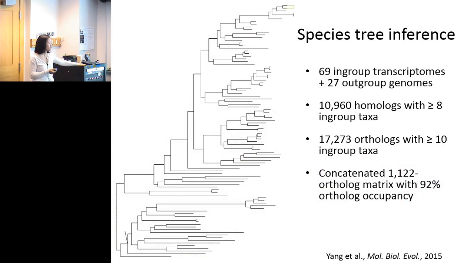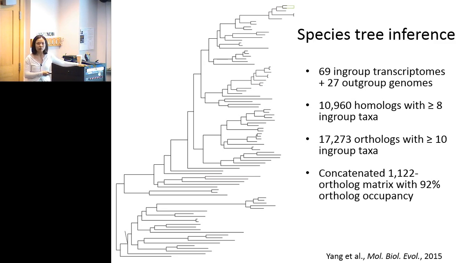I reconstructed the species. You don't have to read, but I ended up getting more than 10,000 homologs and close to 20,000 orthologs that have a fair bit of taxon representation. And I made a species tree with more than 1,000 genes using RAxML. I also look at the discordance among these gene trees, and there's quite a bit of discordance.